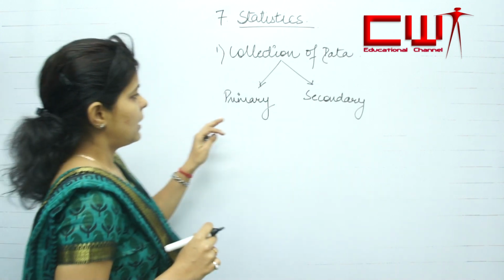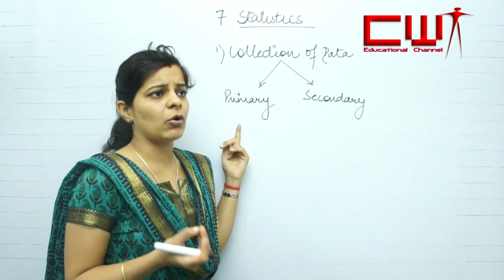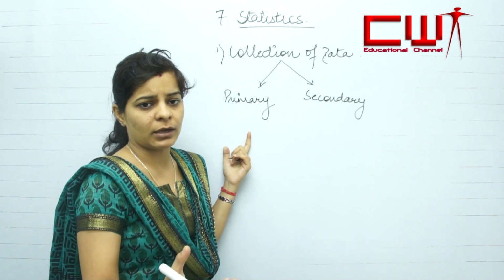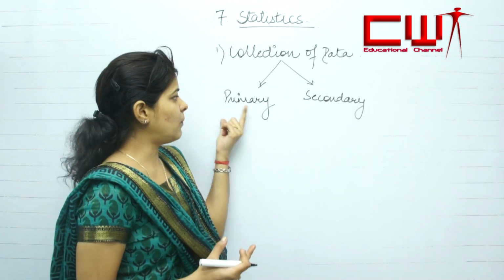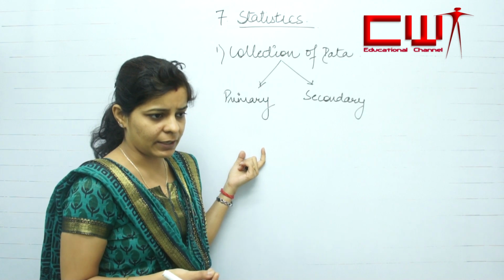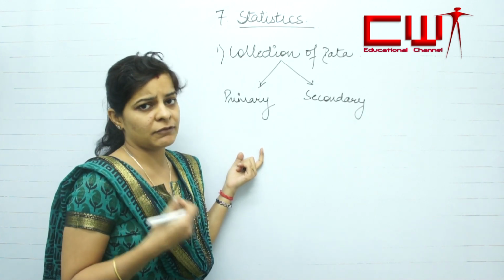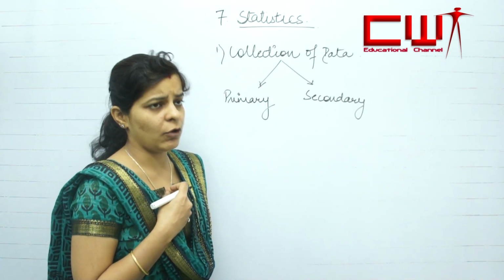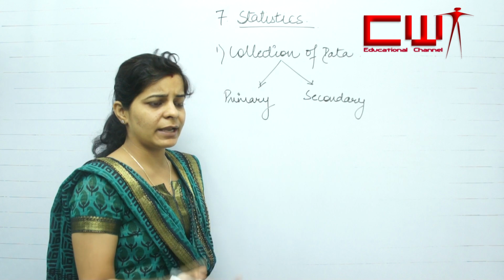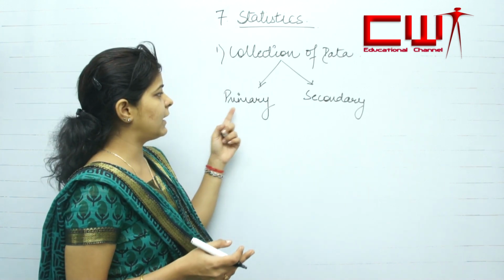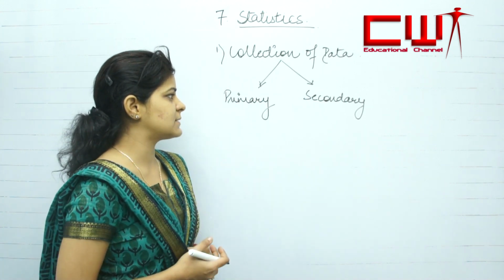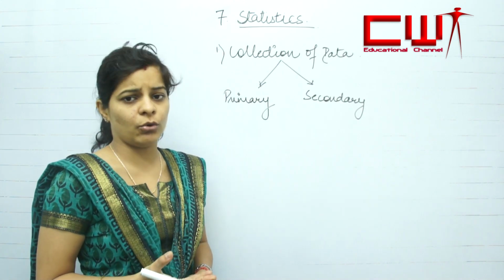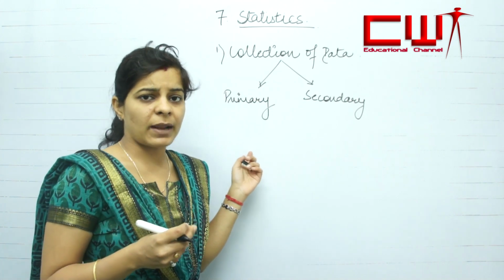Primary data means, see, I am collecting data, so I may be called the person who is investigating. I'm going to try to find something and draw conclusions. So the person who is collecting the data is known as the collector or the investigator, right? If I want to do some research study and I go and collect data myself, then that data will be known as primary data, because the data which is collected by the person himself for his own use is known as primary data.